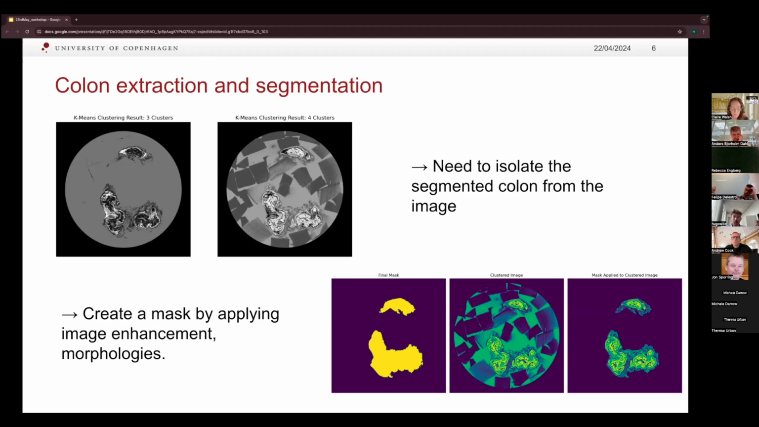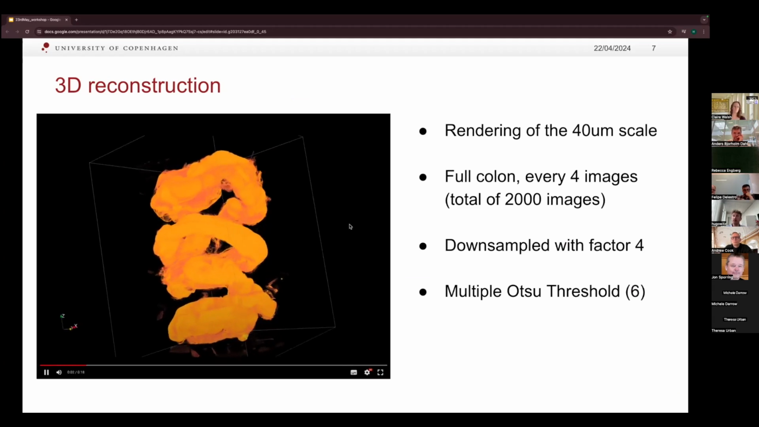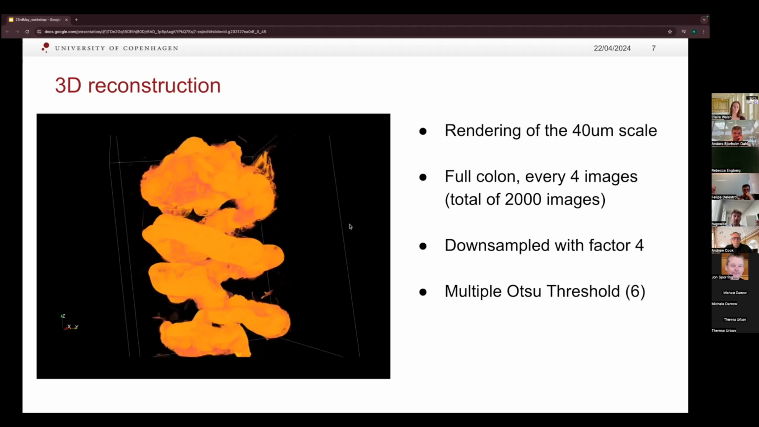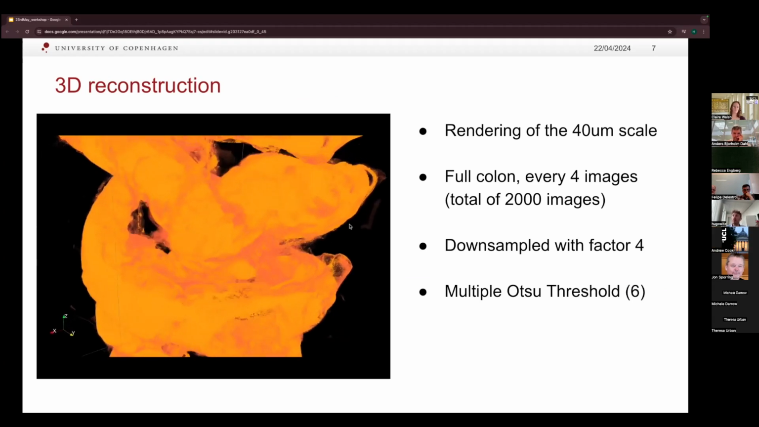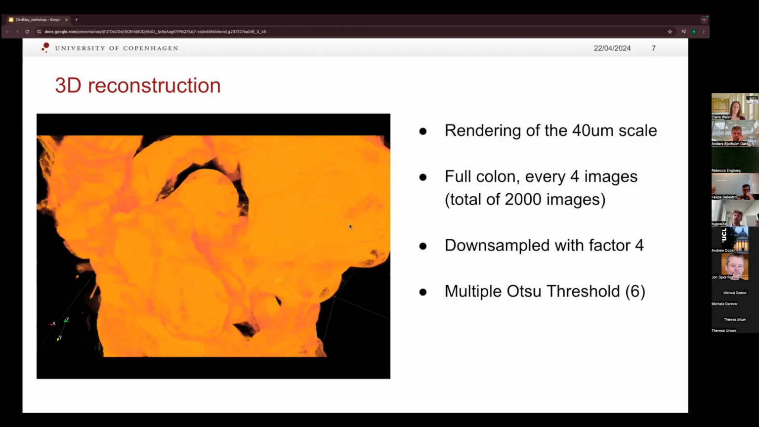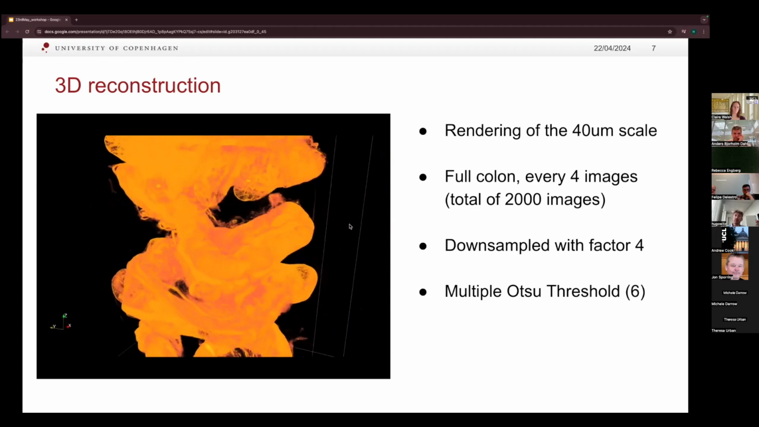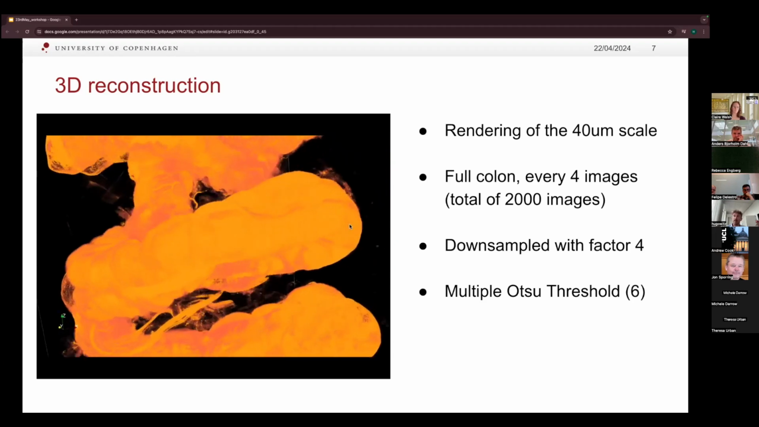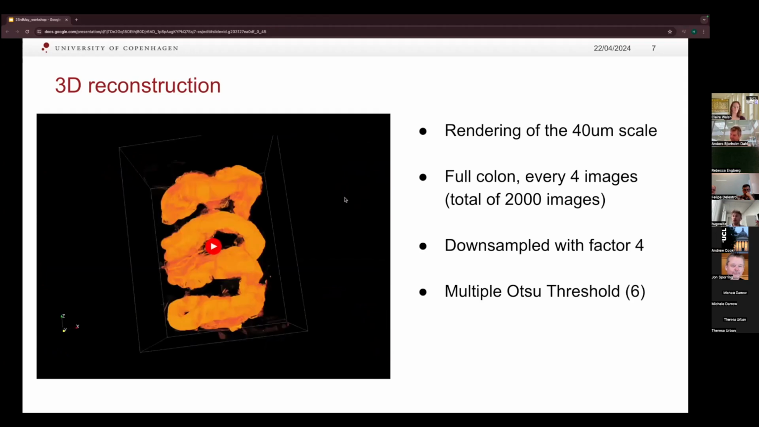So the first 3D visualization is the higher scale. This is the 40 micrometer scale. This is actually the full colon, but because of the memory constraint, we have to take every 4 images and downsample each image by a factor of 4. And after that, we were able to apply a multiple Otsu threshold with 6 different thresholds.